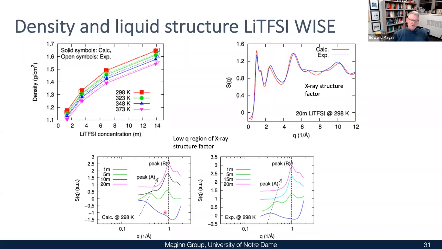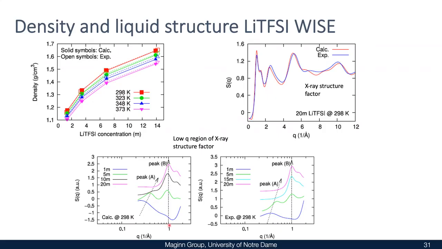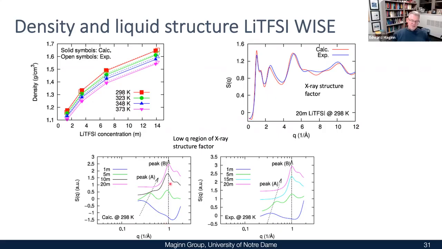And if you blow up the low peak region, we also get the concentration dependence of this. What you see is that the emergence of this second shoulder peak comes in as the concentration goes up. These are our calculations. These are the experiments. The agreement is remarkably good here. So we think we're getting the structure of the liquid accurately. We're also getting the densities right.